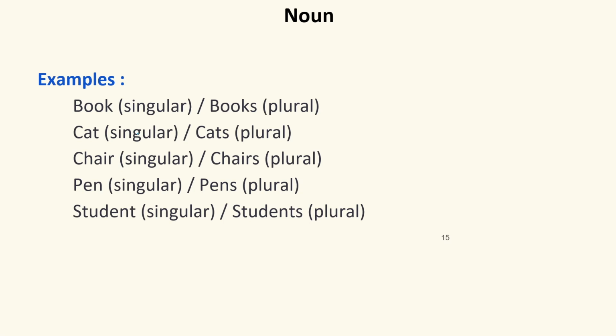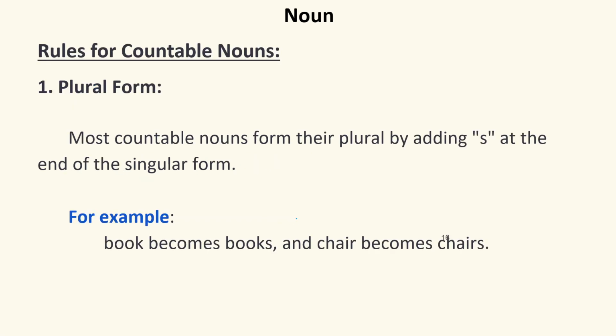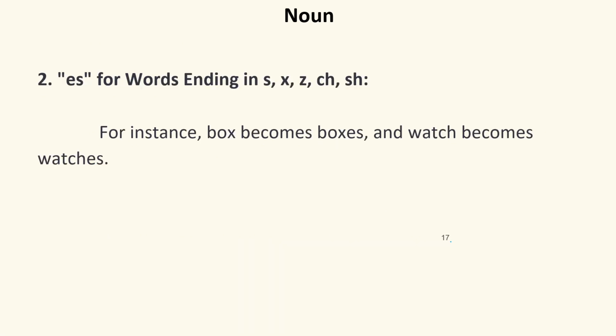Like star can be converted into stars, but water cannot be. For example, book is a singular noun, whereas books are plural. Cat singular, cats plural. Chair singular, chairs plural. Pen singular, pens plural. Student singular, students plural. Now, plural form. Most countable nouns form their plural by adding s at the end of the singular form. Book becomes books and chair becomes chairs.